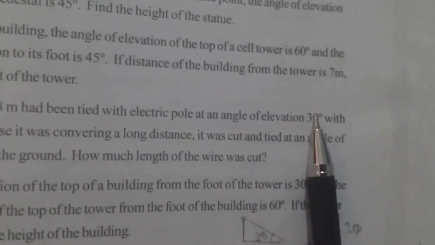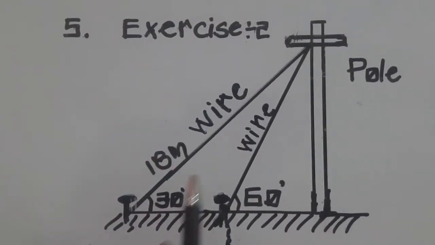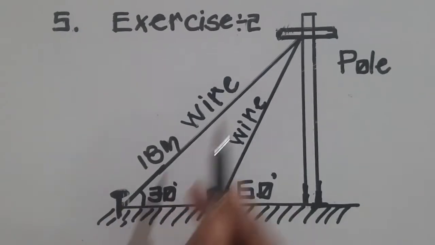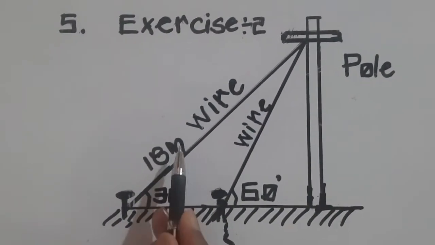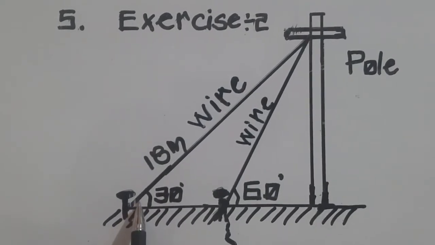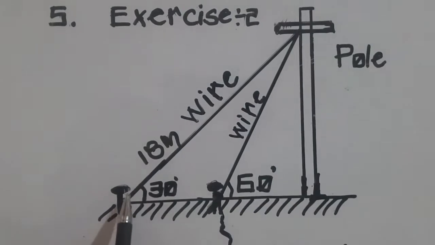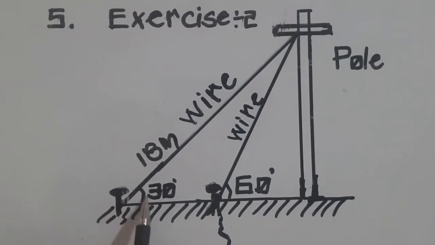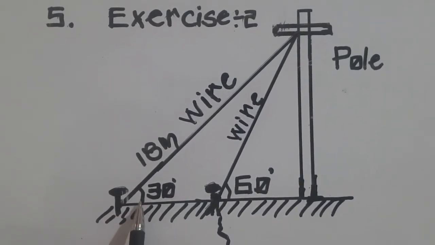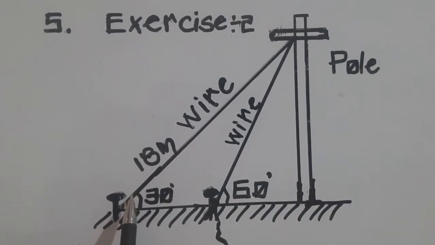Here the angles of elevation 60 degrees and 30 degrees are given. We should find the length of the wire that was cut. Look at the figure. A wire of length 18 meters had been tied to the electric pole at an angle of elevation of 30 degrees with the ground.